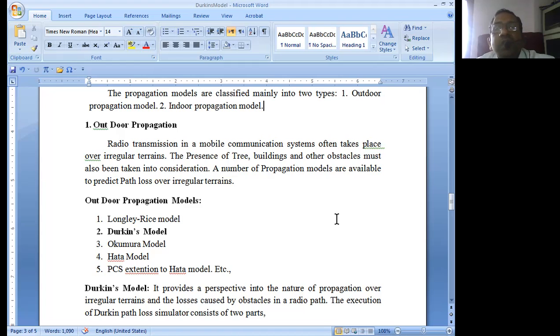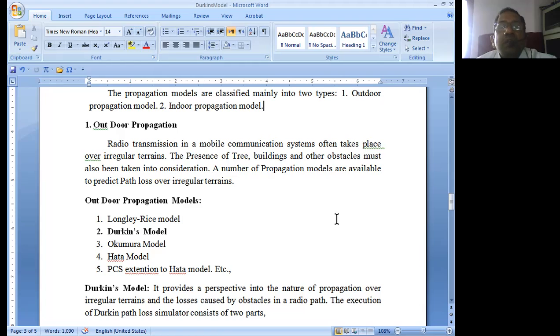So these channel encoding techniques in the wireless medium, one part of that is going to be called the radio propagation model. So before we transmit a signal, we are going to predict how the signal is going to get transmitted by using certain propagation models. They are known as the outdoor propagation model and the indoor propagation model. And this Durkin's model comes under the outdoor propagation model, as we discussed.